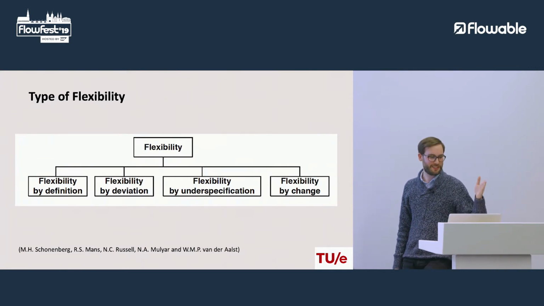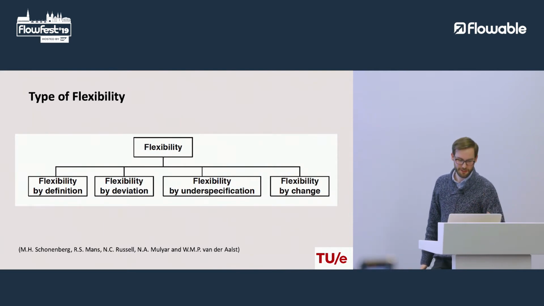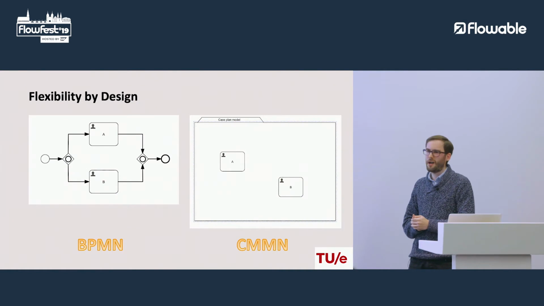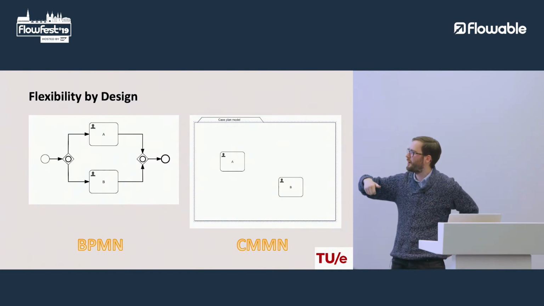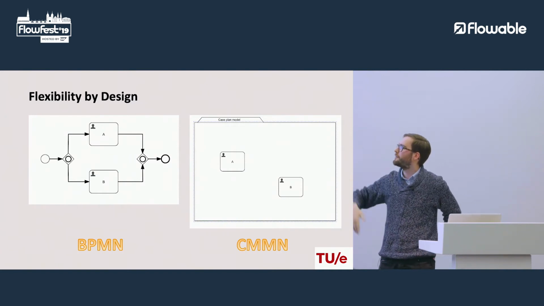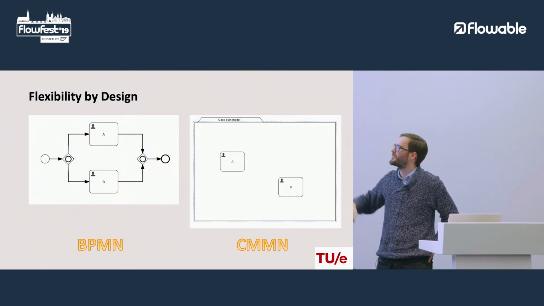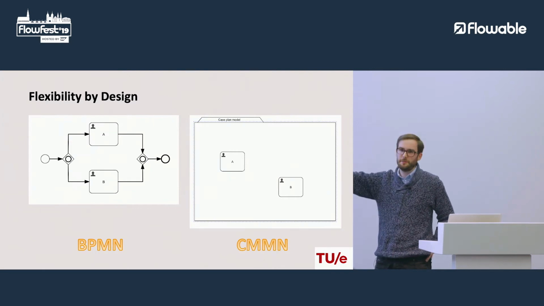So flexibility by design, by deviation, under specification, and by change. And let's go deeper, what does it mean, all of those. Flexibility by design means that you allow, by design, in your model, stuff to run flexibly. So in this case, we have a BPMN model with 2 tasks that can run in parallel, or actually they can also both run or only one of them. We have this inclusive task. And this is flexibility by design.